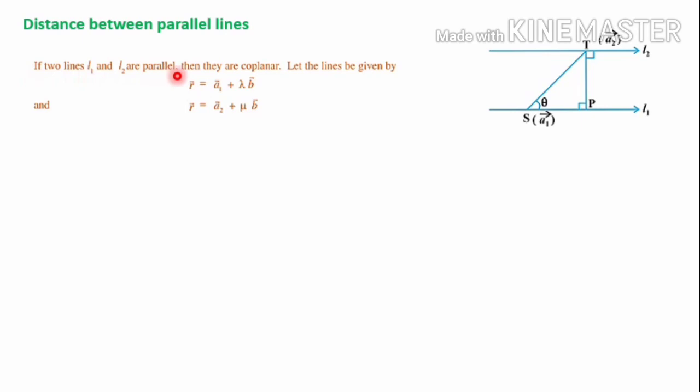If two lines L1 and L2 are parallel, then they are coplanar. Let the lines be given by vector R = A1 + lambda B and vector R = A2 + mu B. L1 and L2 are parallel, meaning they are coplanar, in the same plane. The required distance D is the perpendicular distance, that is modulus of PT, which equals modulus of B cross (A2 minus A1), divided by modulus of B. So D = |B × (A2 − A1)| / |B|. Learn this formula by heart as well.